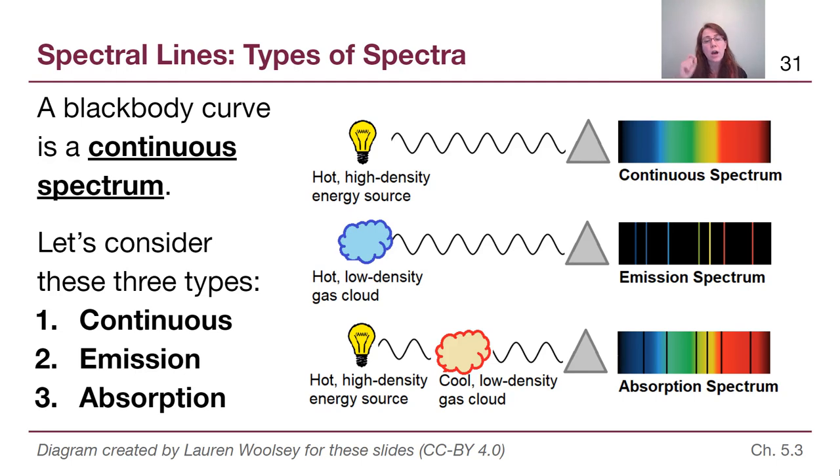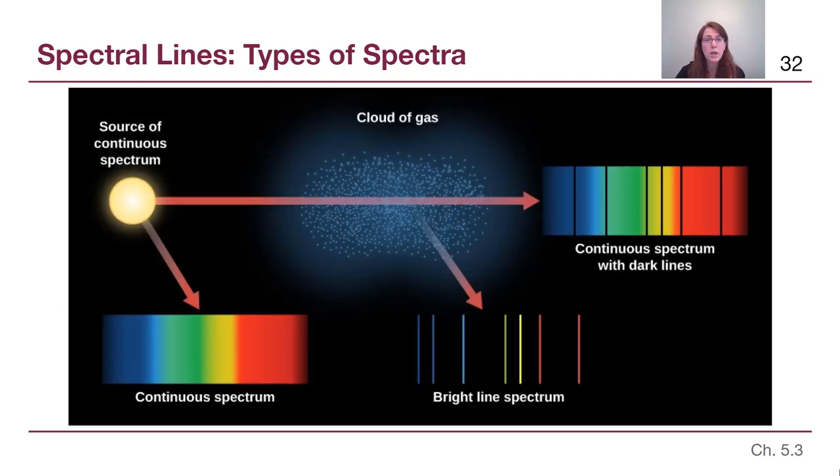And then if we have a hot, high density energy source, like the core of a star, but it is surrounded by a cool low density gas cloud, that cool low density gas cloud is going to take away certain lines and produce an absorption spectrum like we saw on the previous slide. So this picture is really important for us to understand. It may be worth drawing out in your notes before you continue in the video.